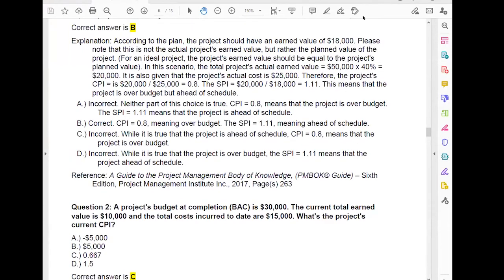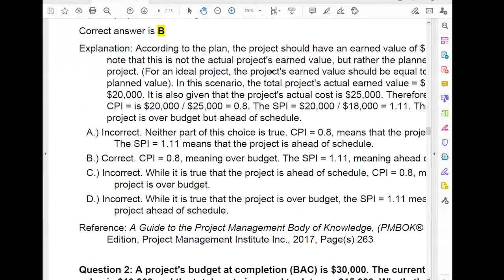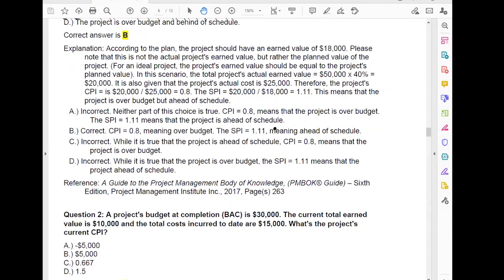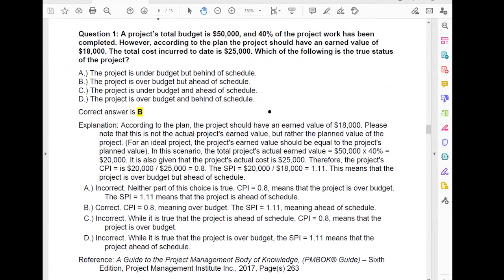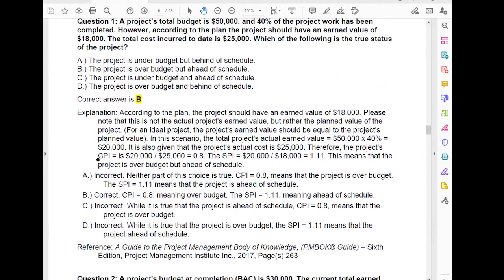Sige. May answer key ako eh. So ito yung answer. Ginamit yung CPI at saka SPI, dahil ang kailangan niya is on schedule ba or on budget. So yung CPI is para sa budget at saka SPI yung sa schedule. CPI is budget sa kabila ng schedule.